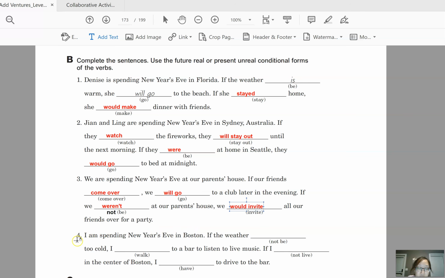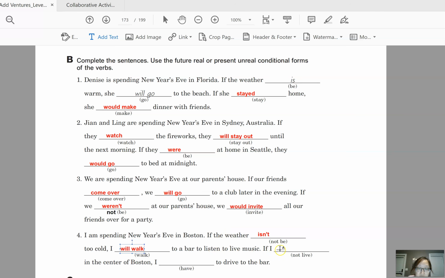Okay, and then number 4. I am spending New Year's Eve in Boston. If the weather isn't too cold, I will walk to a bar to listen to live music. Okay, so this is a future real conditional.